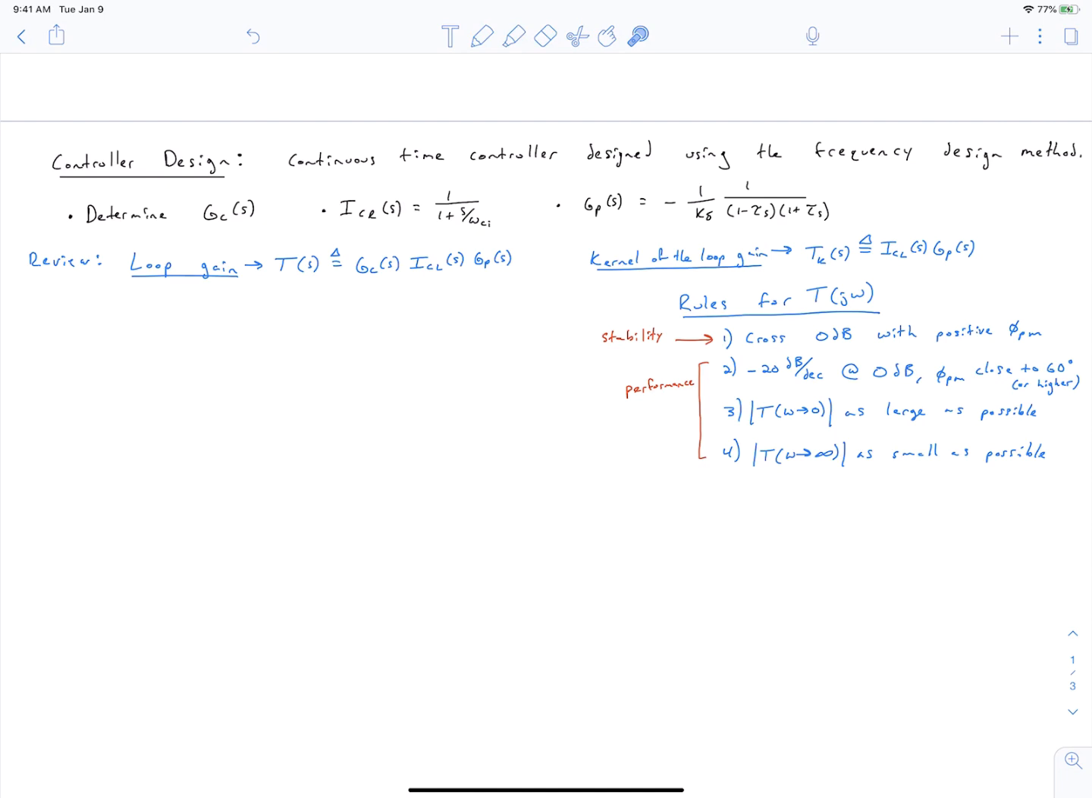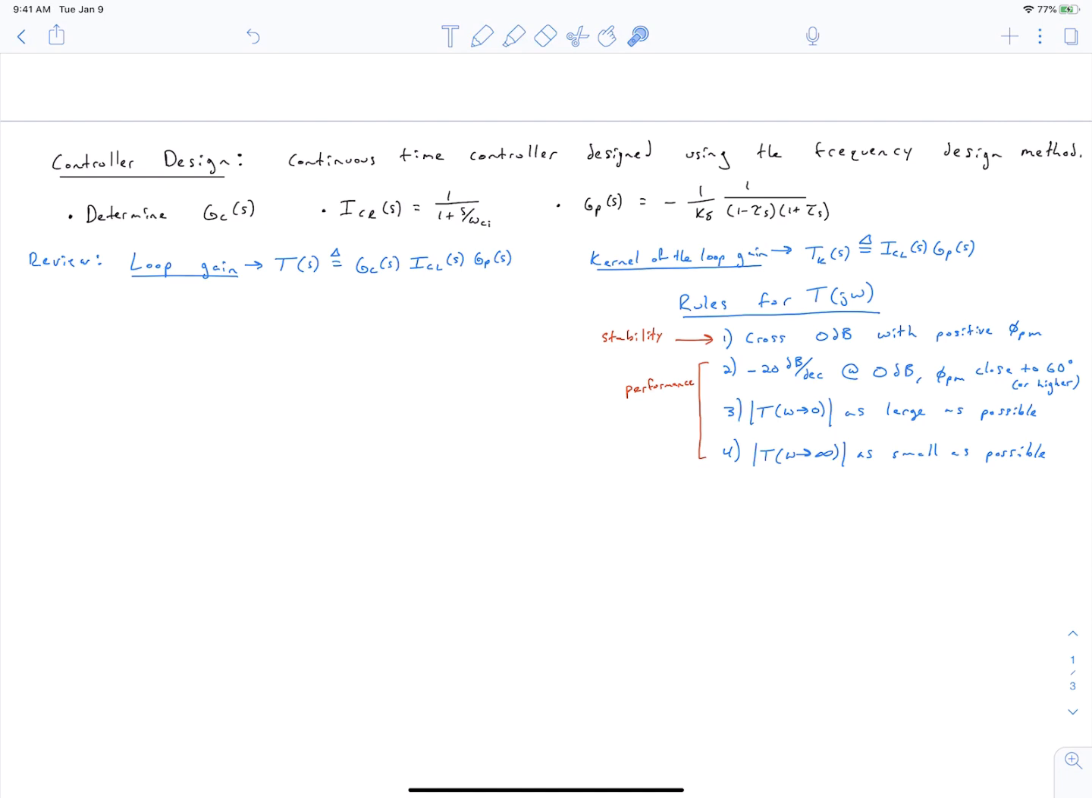And then our fourth point is that we want our loop gain to be as small as possible as we go towards really high frequencies, and this is to increase robustness. Once we're past our gain crossover frequency, once we're past the 0 decibel point, we want to have our loop gain decay as fast as possible so that if there's some uncertainty in the parameters of our system, we can't accidentally push our loop gain back up to cross the 0 decibel point again, which would cause an instability.